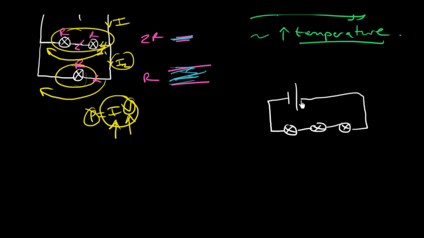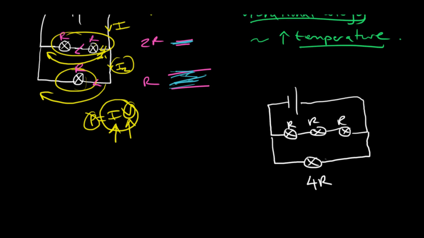And let's say that here you only have 1 bulb. But this bulb's really big, it's got a very big resistance, so we're going to call this guy 4R. It's got 4 times resistance. And this guy has 1R, 1R, and 1R. What's going to happen in this circuit?